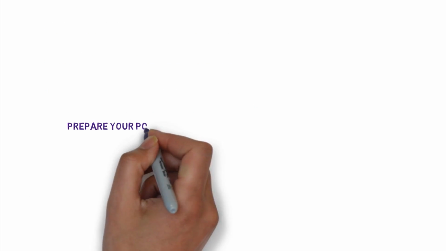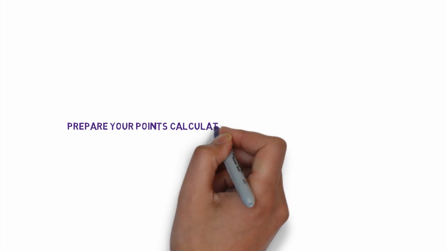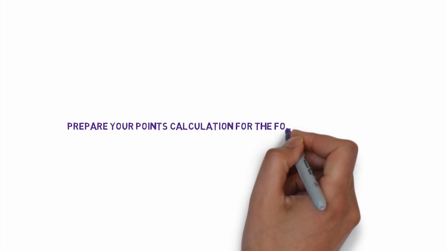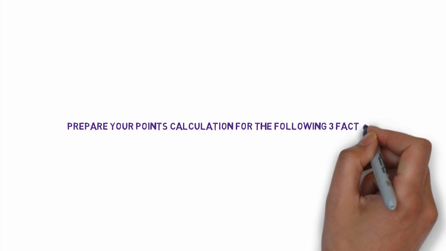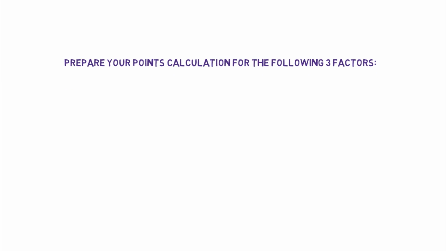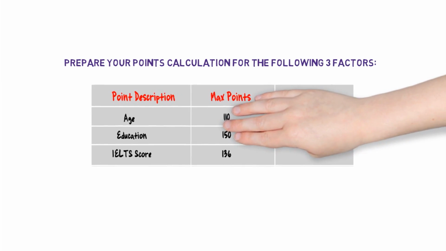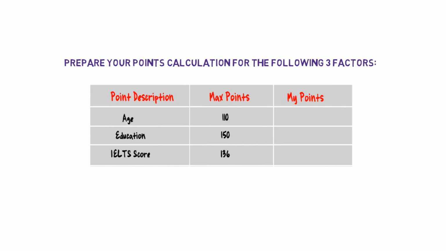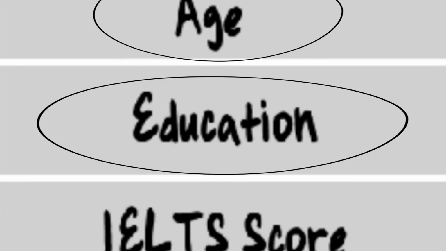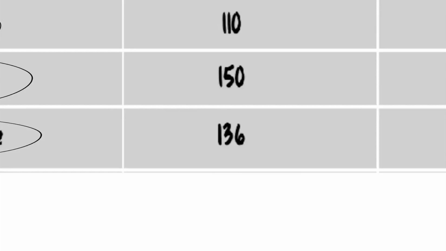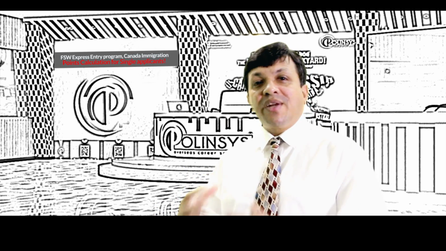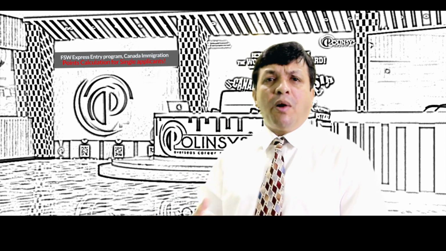Well, now let us begin with the first selection criteria. If you can take a paper and pen or use the worksheet which I have prepared for you, you may want to be ready. If you are using a paper and pen, please write down and prepare your points calculation for the first 3 sections in the core factor: age, education, and Ielts score. Work experience outside Canada will be awarded points only under the skills transferability factor, which is covered in the final part of this video. Okay, now let's consider age.